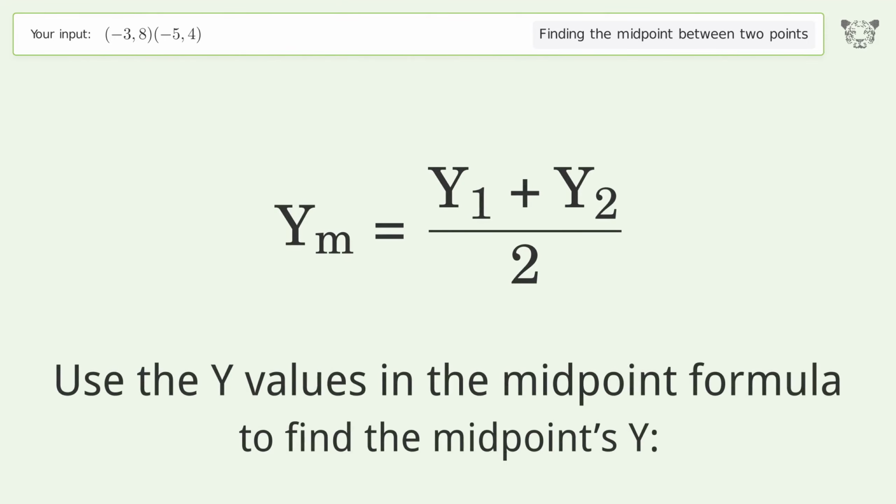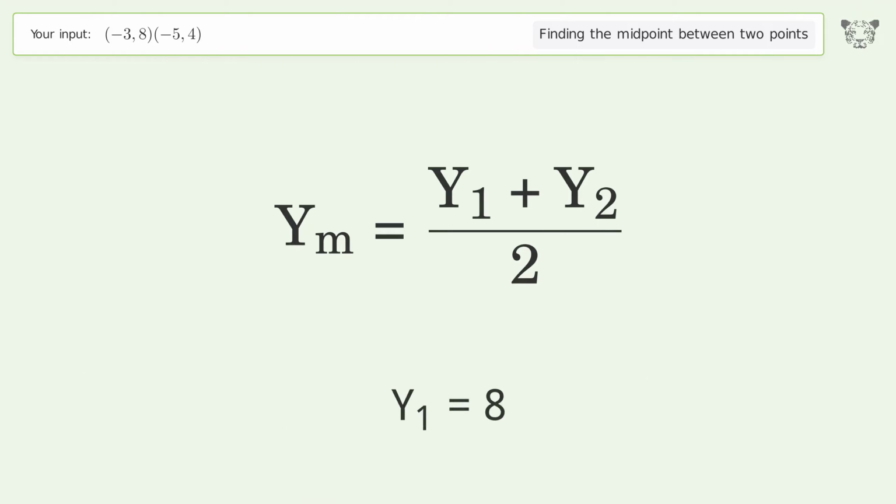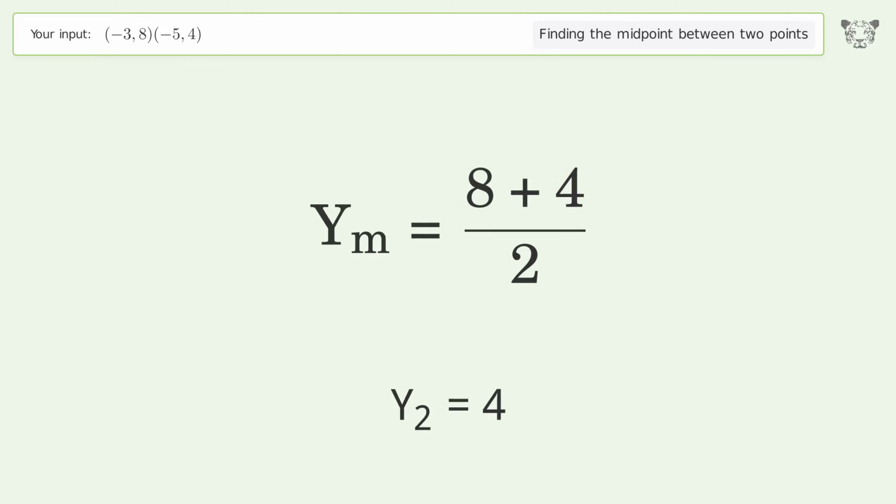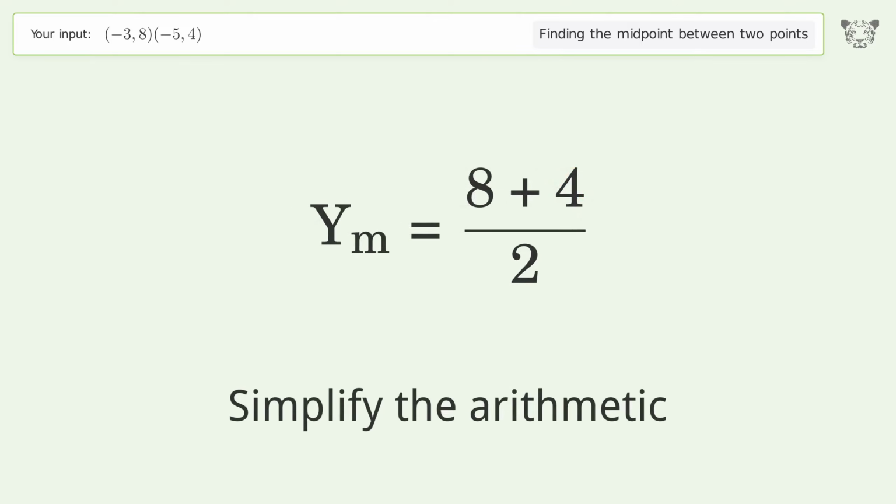Use the y values in the midpoint formula to find the midpoints y. y1 equals 8. y2 equals 4. Simplify the arithmetic.